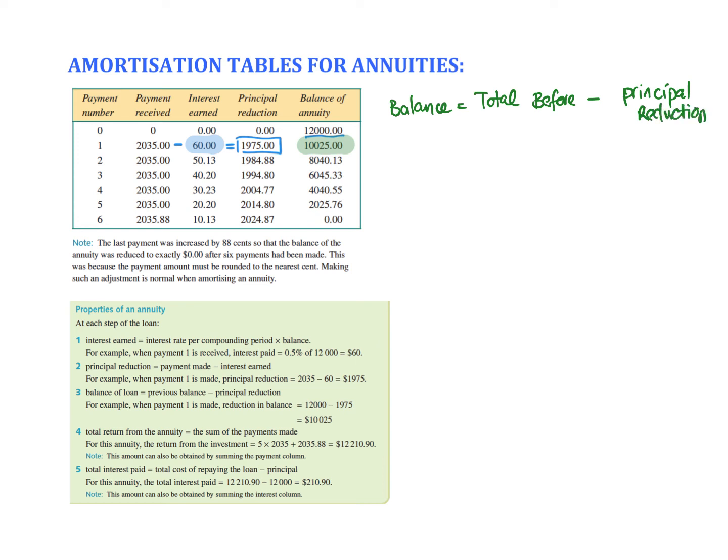So say for that example, I could have said it would have been 12,000 minus the 1975, and that's how we got, I'll do it down here, sorry. So that's how we got the 10,025. Okay, so then that's that bit.